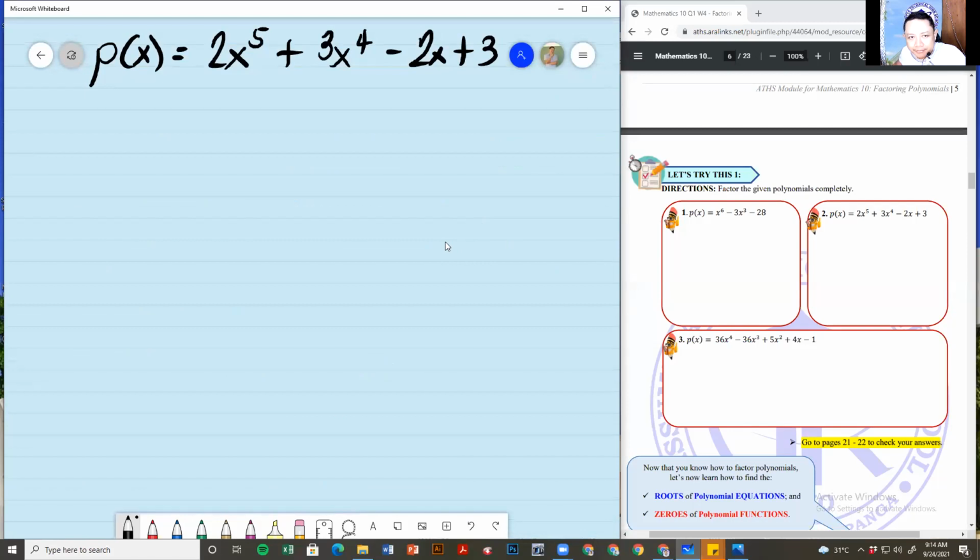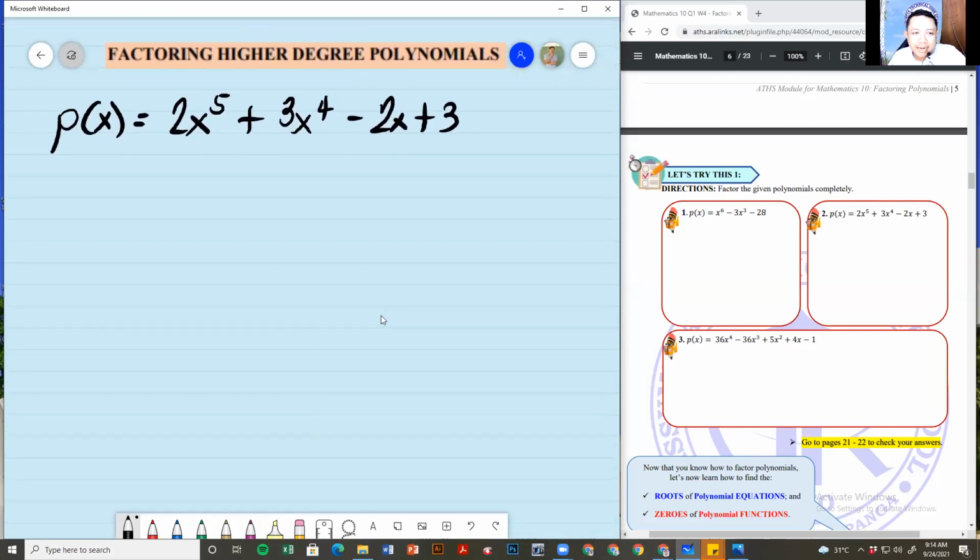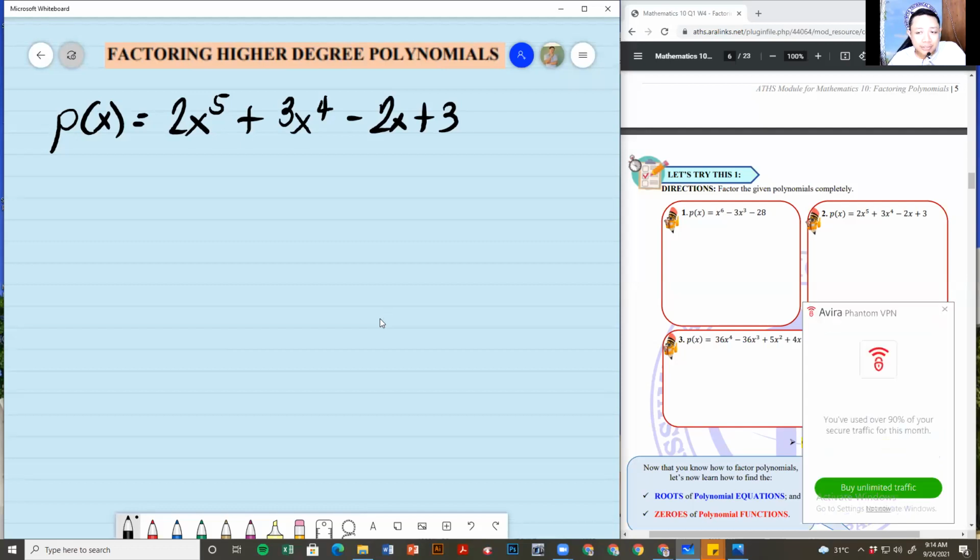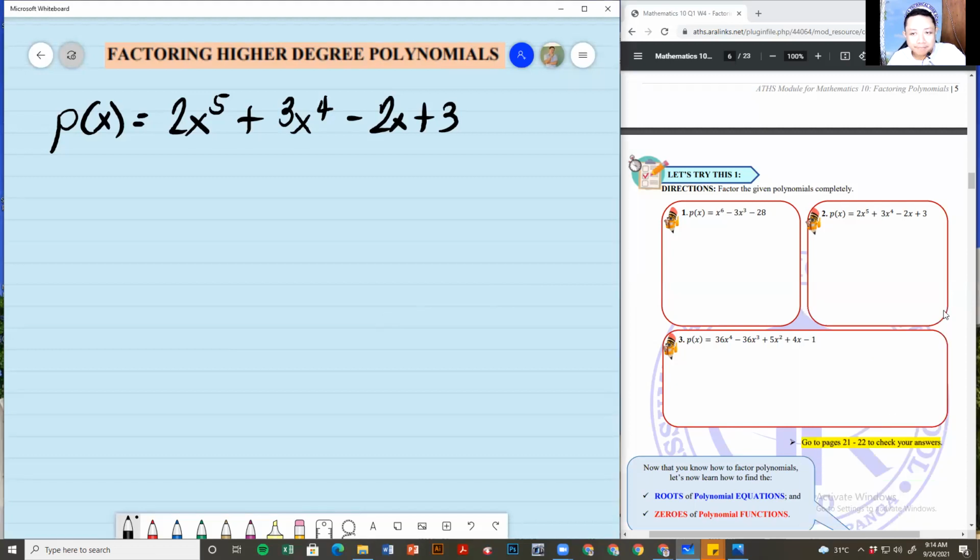Since hindi na siya general trinomial, it's actually a polynomial. It has 4 terms, multinomial. So therefore, one thing that we can do is do the factoring by grouping. Are you familiar with factoring by grouping? Yes or no? Yes, very good. There's one who still remembers the factoring by grouping. Yes, very good. To those who remember.